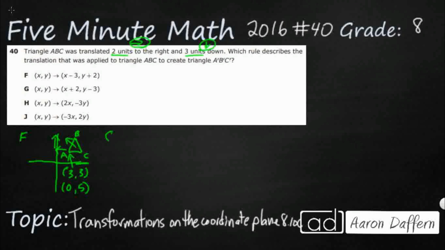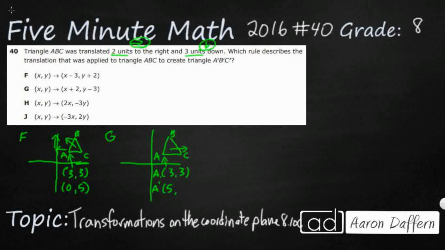Let's check G. And we'll just do the same thing here. Let's draw ourselves a little triangle, ABC, and let's say our A is 3, 3. Okay, so we're looking for A prime. Look what G says. We're going to do x plus 2, so my 3 is going to turn into a 5. Okay, so it's going to move to the right a little bit.